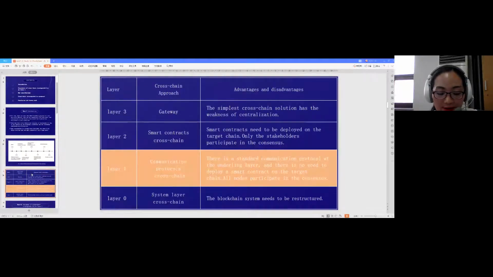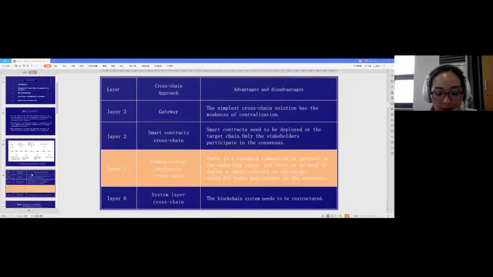Cross-chain can be implemented in many different ways. Generally speaking, we can divide it into 4 layers. The easiest way is gateway cross-chain, utilizing a third-party gateway to read the data of the source chain and the target chain respectively and then process it. This approach may lead to centralization weakness.